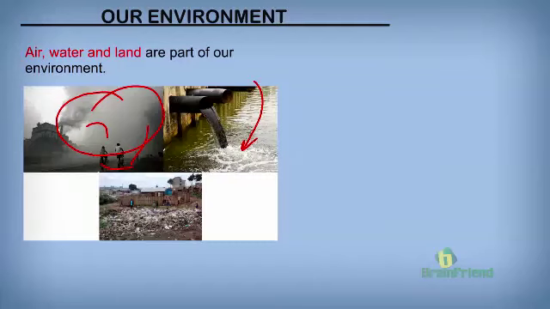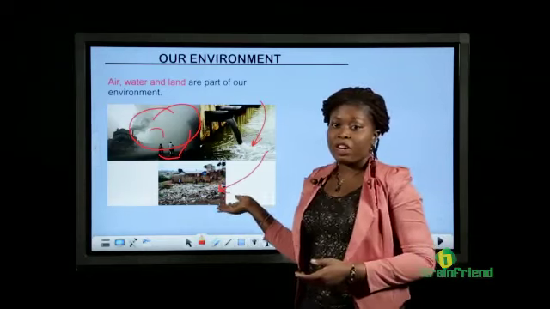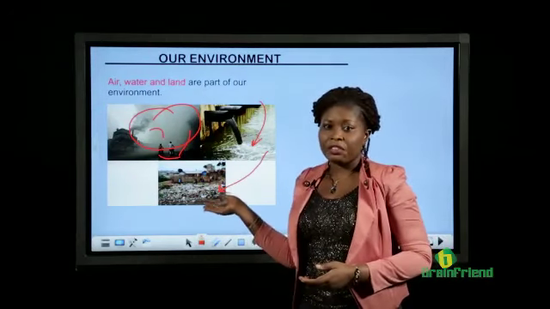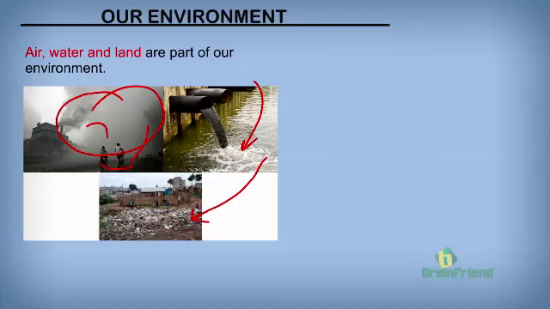Here we also have polluted land. We can see that people who live in such environments will definitely not have healthy lifestyles. We are going to further talk about water. We'll be looking at safe water. What are the qualities that make water safe for us to drink or to use in our homes? Then we are also going to be looking at different kinds of waste, such as sewage and refuse.